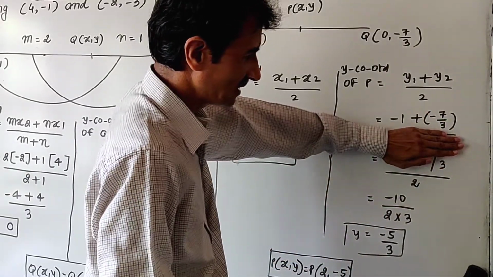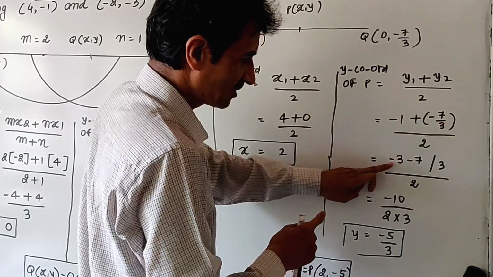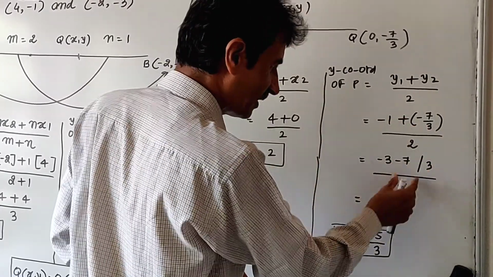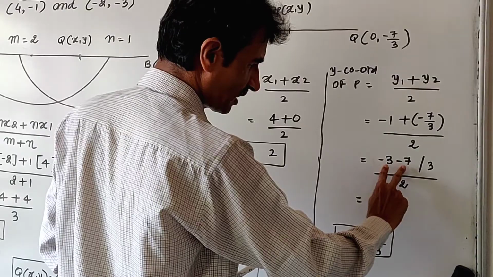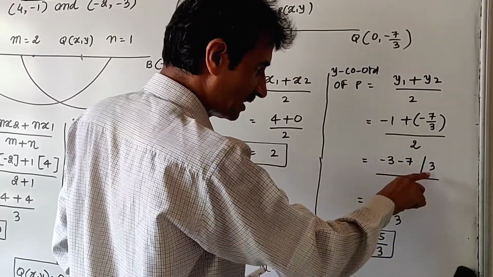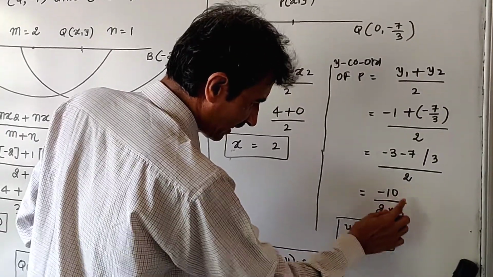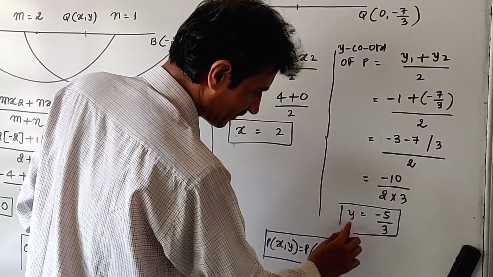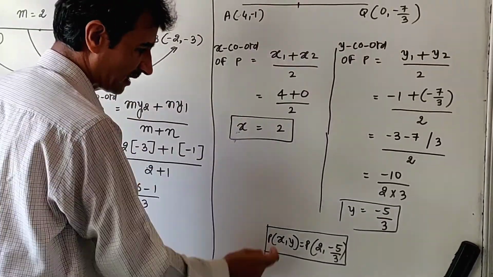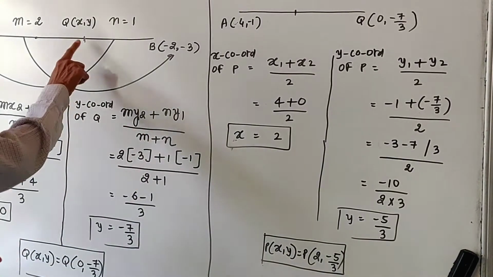You can see here 3 is the LCM. After the simplification I want to multiply and divide by 3. So the next step is (-3, here -7) and 3 is the LCM, and the whole divided by 2. Simplification gives me -10, and the denominator 3 goes to the denominator, multiply here 2 fives are 10, and 3 as it is. That means the final answer is Y equal to -5 by 3. So P(x, y) is equal to P(2, -5/3). So this is the answer, Q and P.